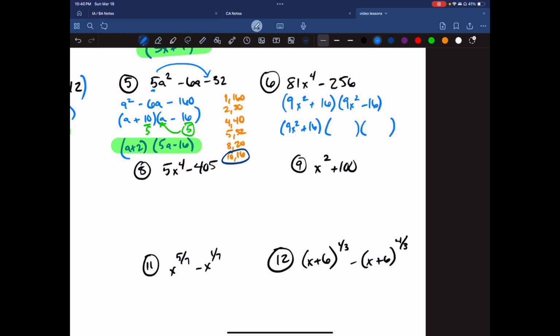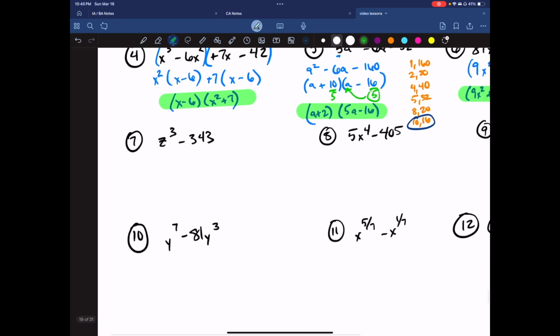So the square root of 9 is 3. So that goes here and here. X squared breaks down to x and x. Got plus, minus, and the square root of 16 is 4. 4 and 4. And so I had a difference of two squares 2 different times, and I had to factor. So you just have to factor multiple times.